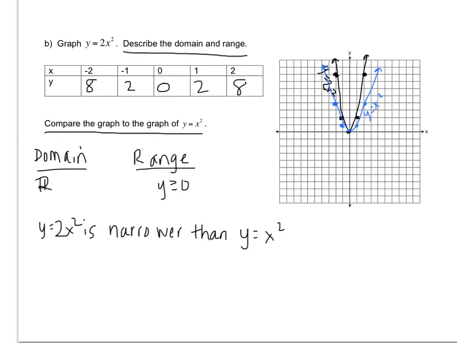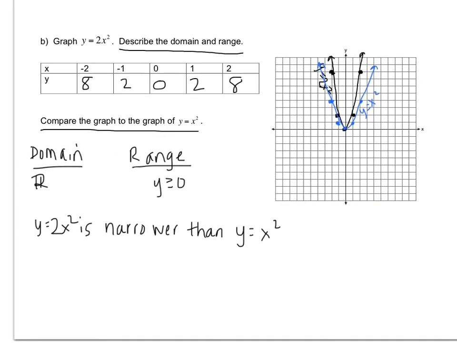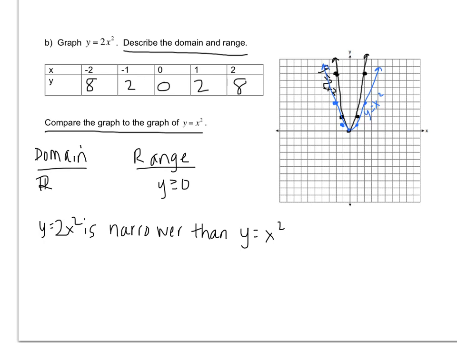All right, so let me explain a couple of things that I want to point out. I put both graphs on the grid so that I could truly compare them easily, because they both seem to make that U shape, so I wanted to see more specifically how they were related. So I brought y equals x squared down, and I saw that when I put the new one, 2x squared, on the same graph as x squared, it was narrower than the original. So that's where I came up with that. Hopefully your domain and range match mine.